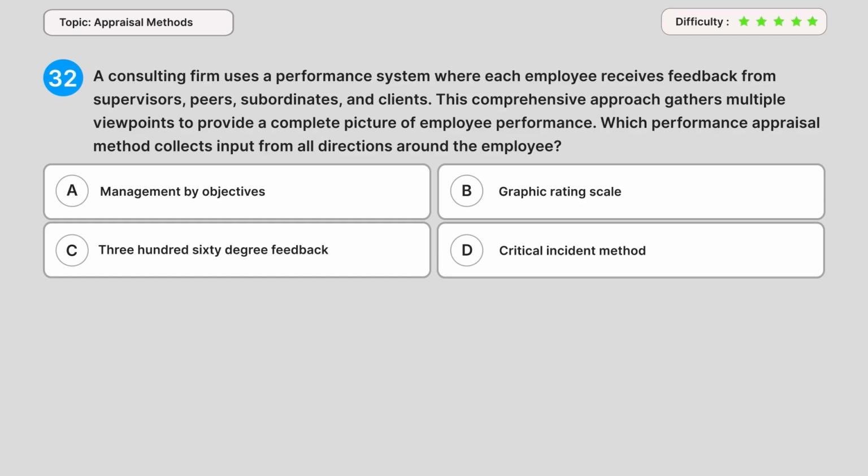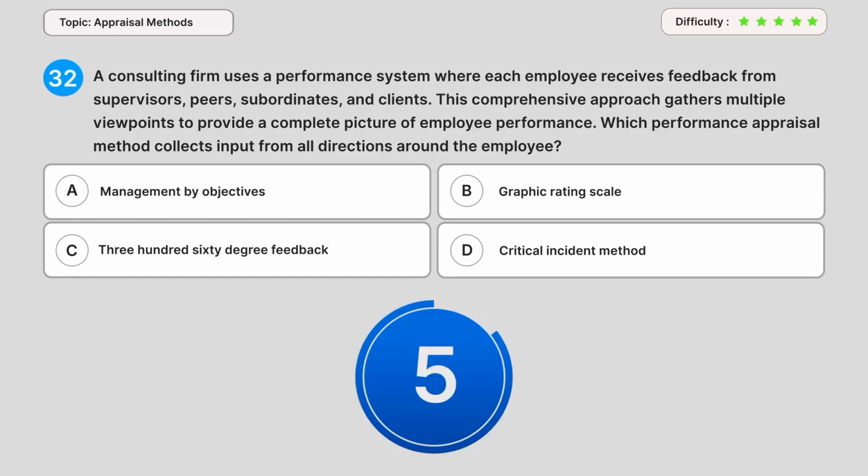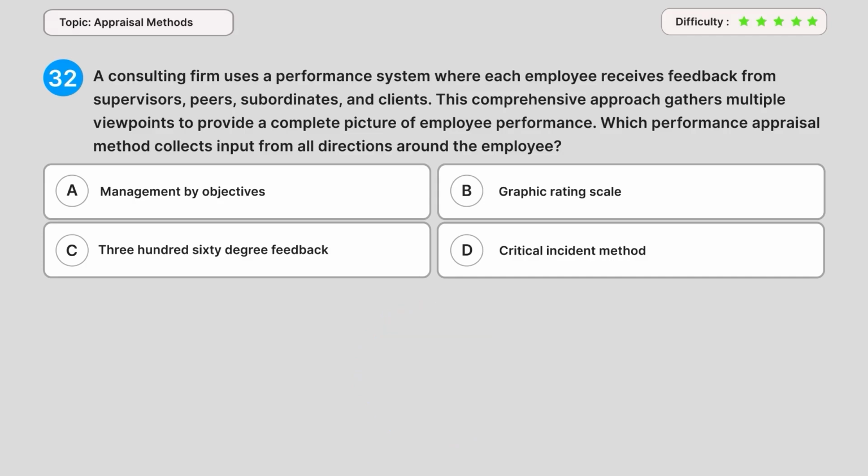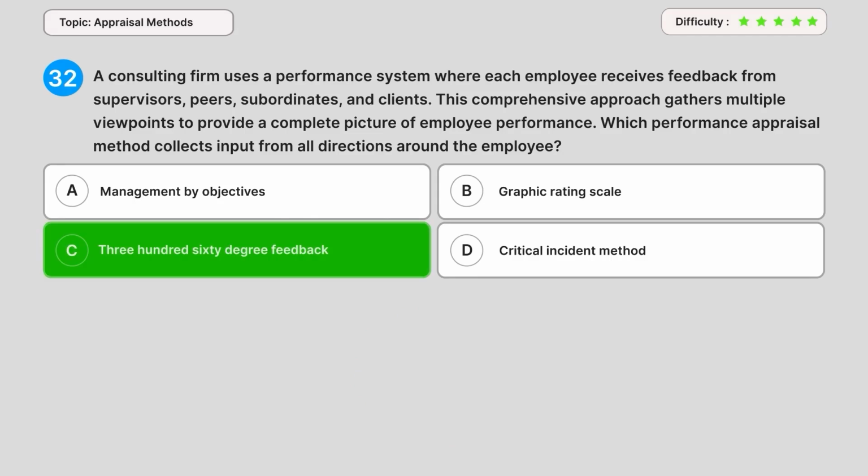A. Management by objectives. B. Graphic rating scale. C. 360-degree feedback. D. Critical incident method. What do you think is the answer? Correct answer, C. 360-degree feedback.